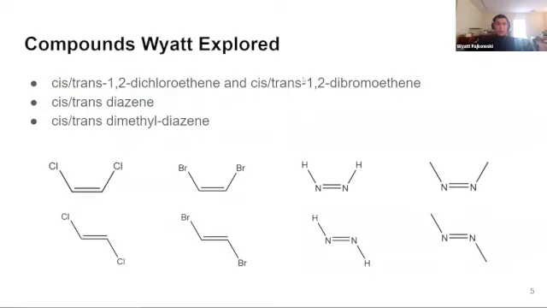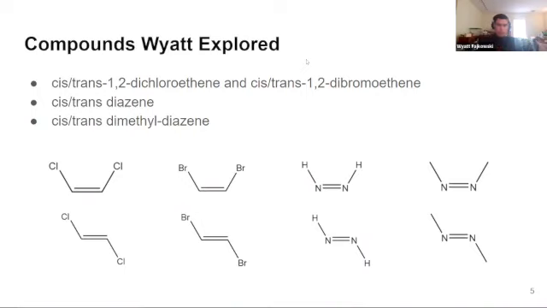Okay, now I'll be talking about the compounds that I explored during this program. There are basically three main compounds that I explored. The first of those is cis and trans 1,2-dichloroethene, which is essentially 2-butene with chlorine substituents, as well as cis and trans 1,2-dibromoethene, which are very similar in shape and behavior, as it turns out.